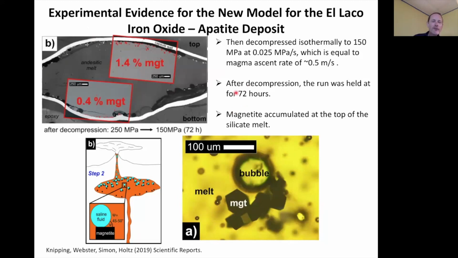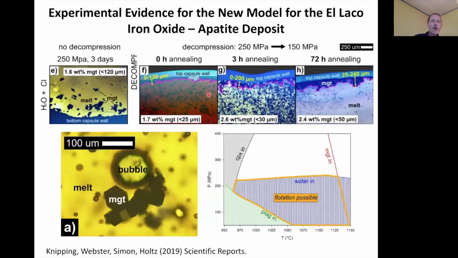So that after 72 hours, we go from left to right here, where we start out at 250 MPa for 3 days with no decompression. All the magnetite sinks. But then these 3 experiments that I'm showing you the results of on the right, F, G, and H, here we've got an experiment where we decompressed it from 250 to 150 MPa. We anneal it at 0 hours, and we see that magnetite is distributed within the andesitic melt, which is all of this orange glass here.